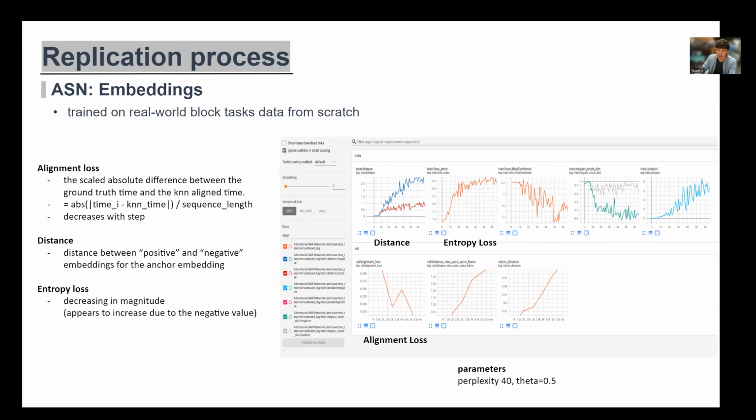On the right, we see the progress of the experiment, and we can measure it by these metrics that are plotted. For example, for the alignment loss, we see that it decreases with step, and the distance between the positive and negative embeddings for the anchored embedding on the first graph is getting larger over time, and the entropy loss decreases in magnitude. So we can confirm that this experiment is going well.